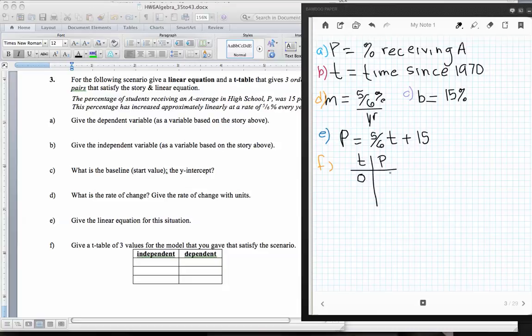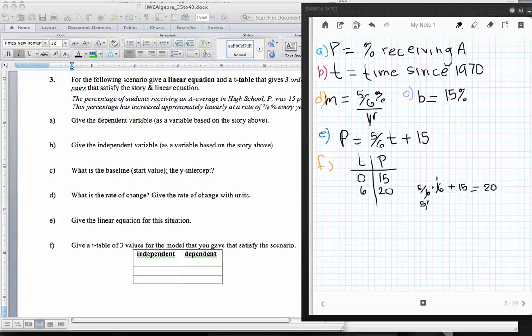So 0 is a good one to have, and that's just going to give me my y-intercept of 15. And then another one, I could put in multiples of 6 here so that I don't get fractions. So if I went 6 years after, that would give me 5/6 times 6, and then plus 15. So the reason for multiples of 6 is, of course, to get these to cancel. So that's going to be 1. So 5 times 1. So we have 5 plus 15, which is 20. So 6 and 20.